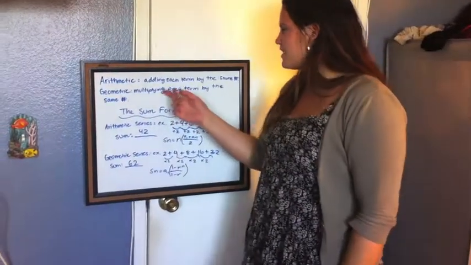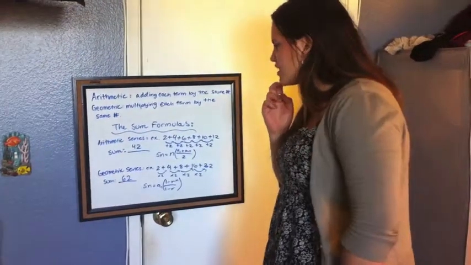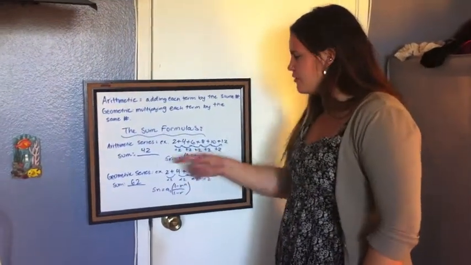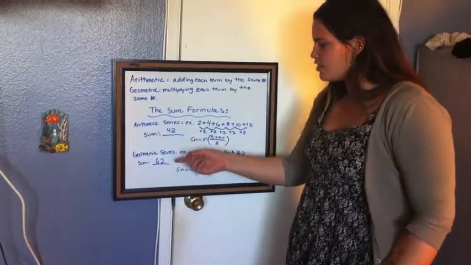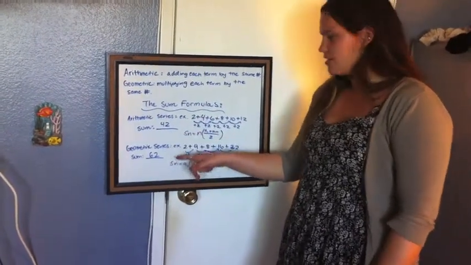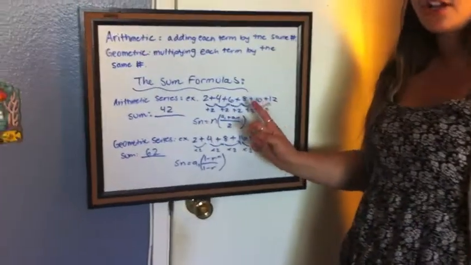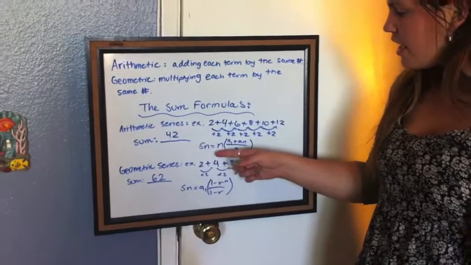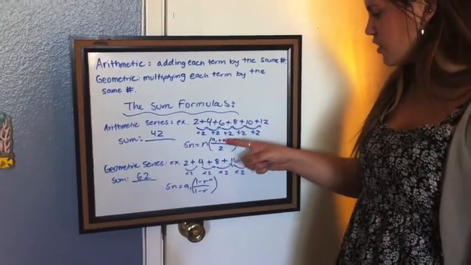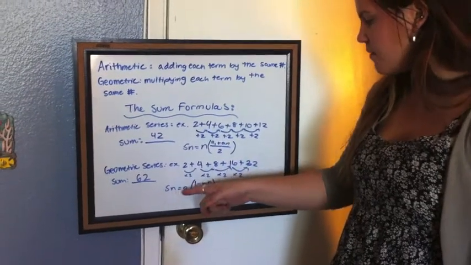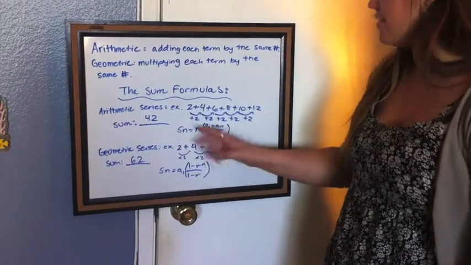Okay, so arithmetic is adding each term by the same number, and geometric is multiplying each term by the same number. So when you're doing the sum formulas, the whole point, either if it's arithmetic or geometric, is to try and get a sum at the end. So all of these numbers should add up to this and this. But you don't just add them up, you actually have to use 2 formulas for it. And Sn represents the sum, n represents the number of terms, first term, last term, and then sum, first term, and r is the common ratio, and n is the number of terms.